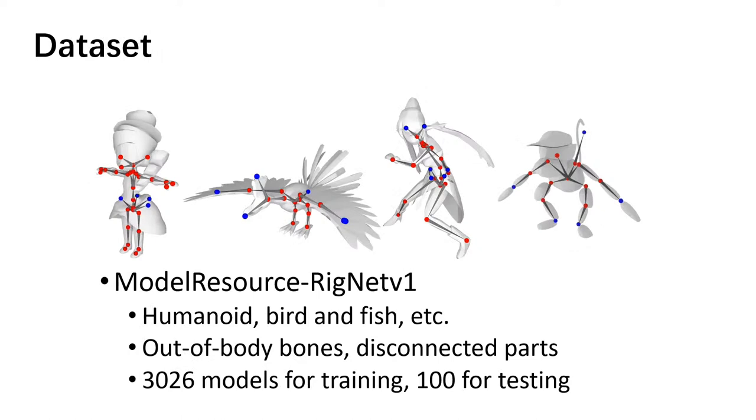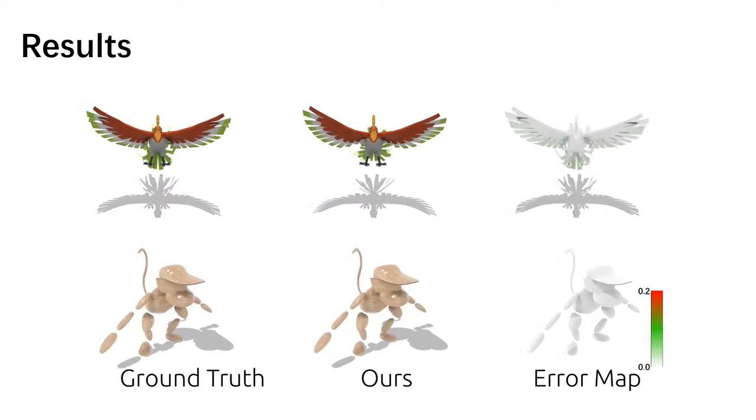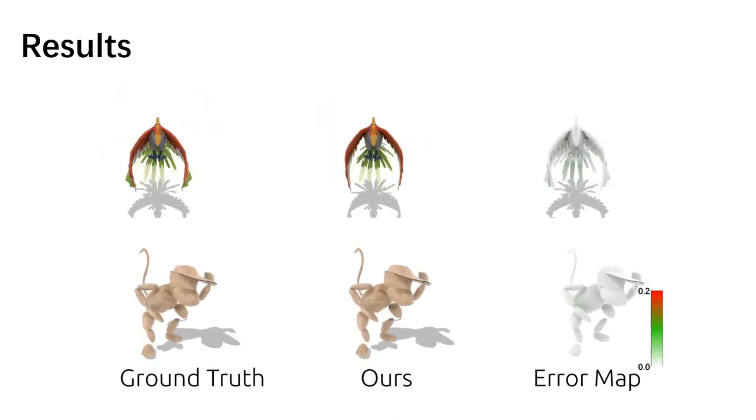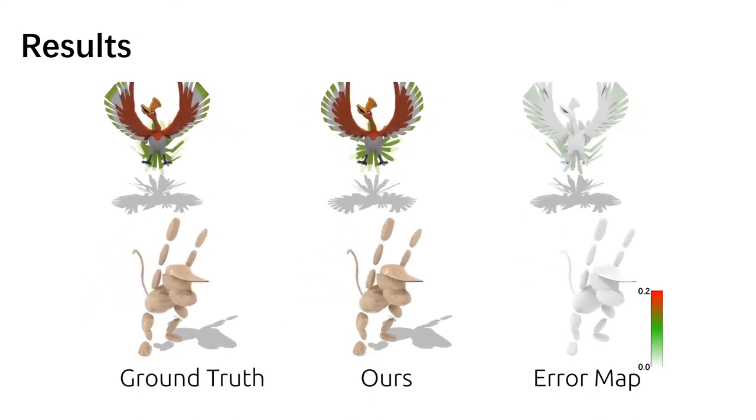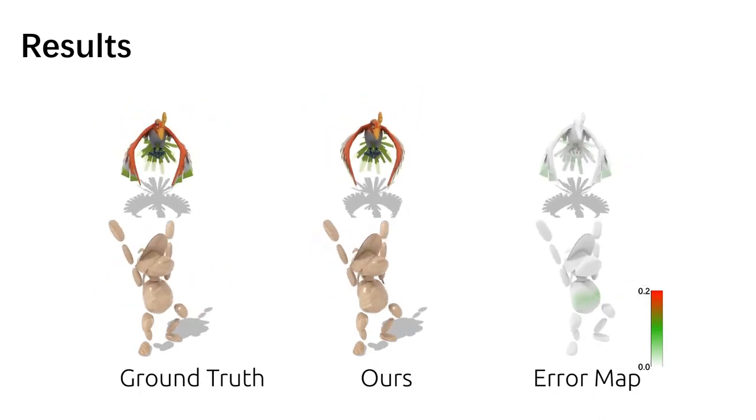To evaluate our proposed method, we train our network on the model resource ModelsResource-RigNet v1. It contains models covering a wide range of classes, such as humanoids, birds, and fishes. Their meshes and skeletons have totally different topology, and some of them have out-of-body bones and disconnected parts. We present the result of our method. Using our predicted skin weights, we animate different kinds of models by manually generated skeleton motions. The result is quite close to the ground truth.